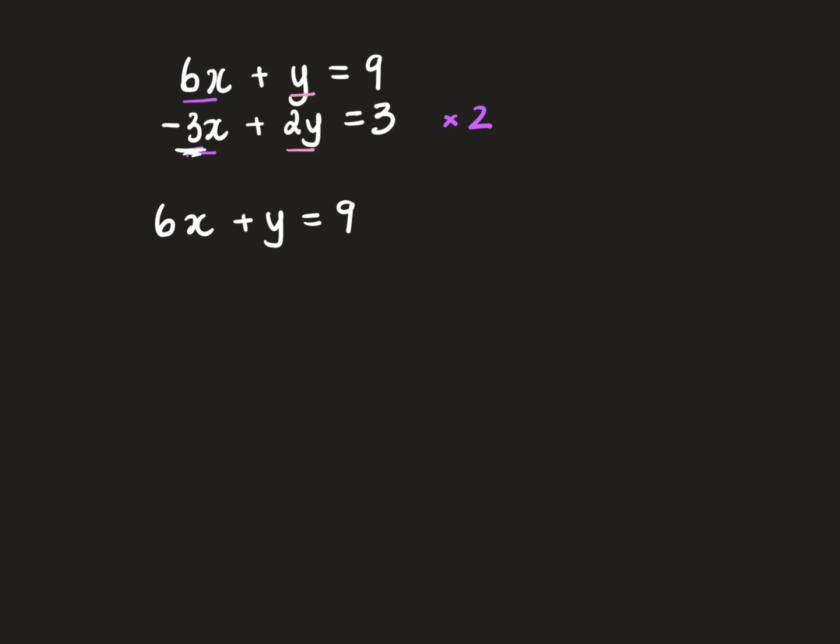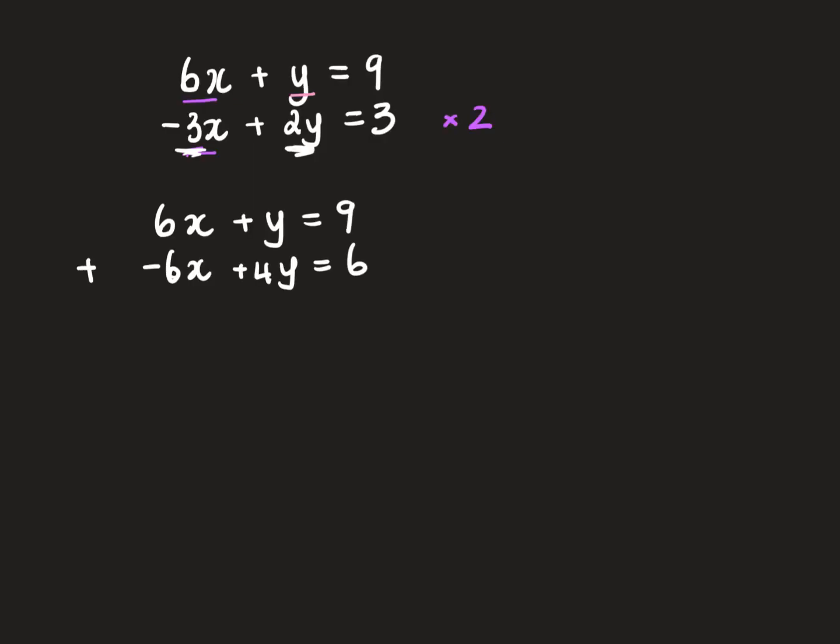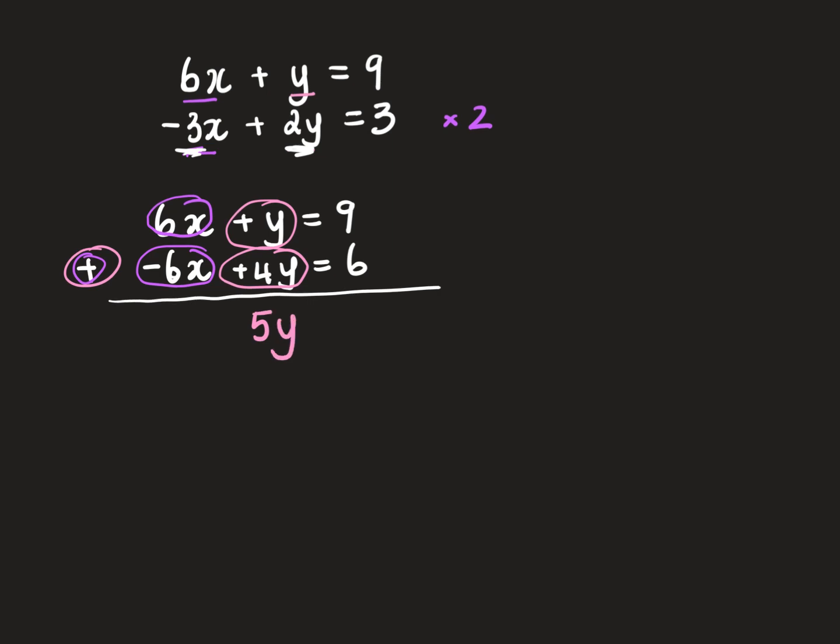Minus 3 times 2 is minus 6x. 2y times 2 is 4y. 3 times 2 is 6. Now I can see that if I just add these together, those x's will be eliminated. 6x plus negative 6x, 6 minus 6 is 0. 1y plus positive 4y, one of them plus 4 of them gives me 5y. And 9 plus 6 is 15.